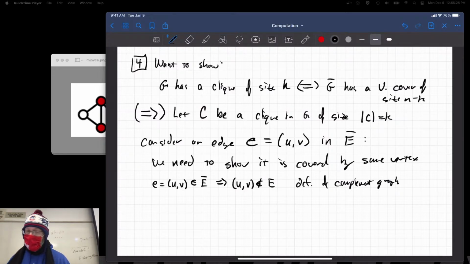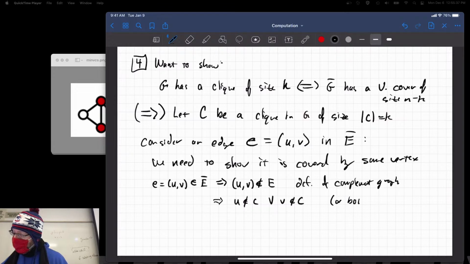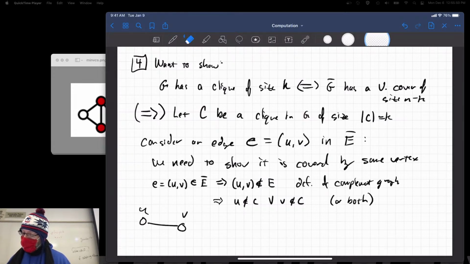Okay? This means that either U is not in my clique or V is not in my clique or both. Now why? Think about it in terms of visualizing here. U, V. This is not an edge. This is, well, here, I'll go through this piecewise. This is an edge in the complement graph. Change it into the original graph, and so it's not an edge.